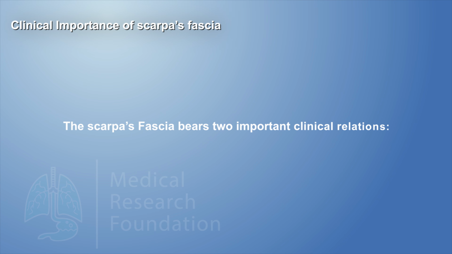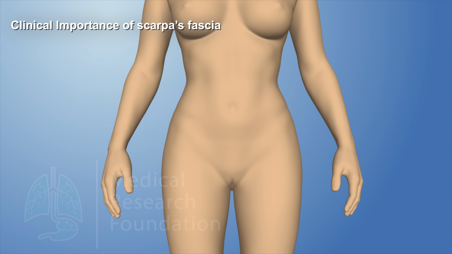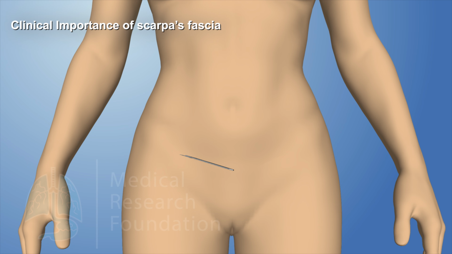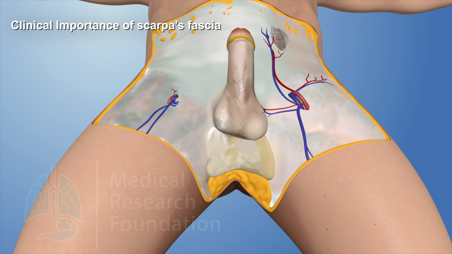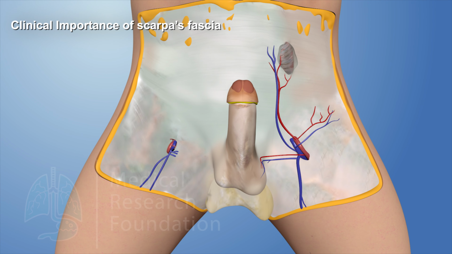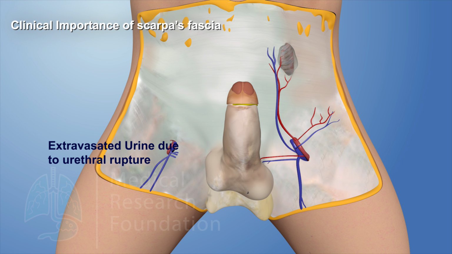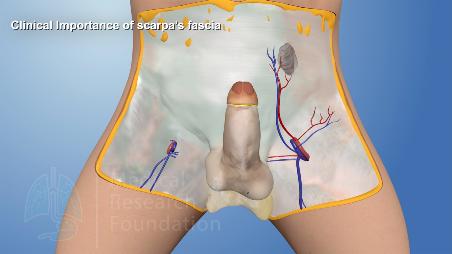Scarpa's fascia bears two important clinical relations. It serves as a firm unit for suturing the superficial fascia during closure of the anterior abdomen or perineum after abdominal or pelvic surgery. The attachments of Scarpa's and Colles' fasciae are such that they prevent the passage of urine backward into the ischio-rectal fossae and downward into the thighs.